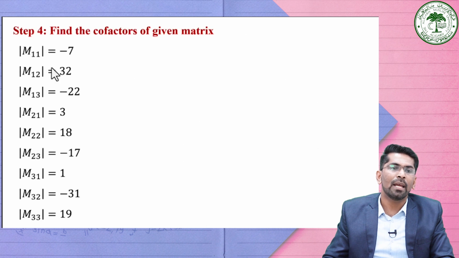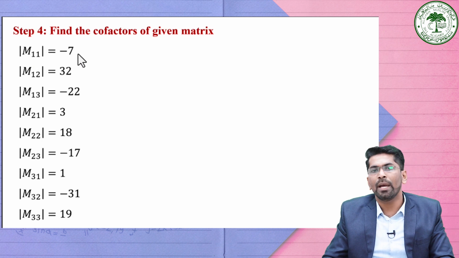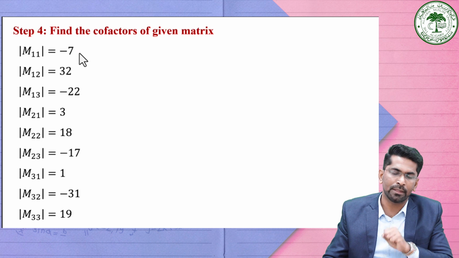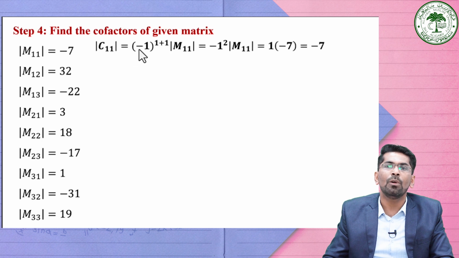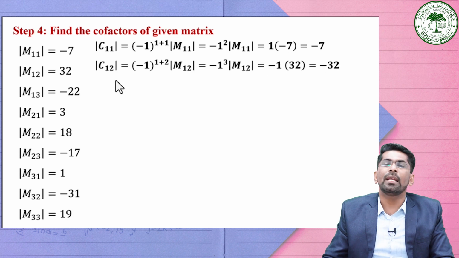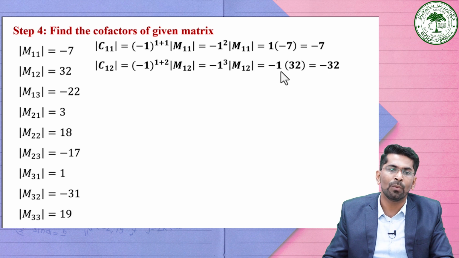After finding the minors, we want to find the cofactors for the given matrix. What are the various cofactors for each corresponding minor? We have C11, which is equal to minus 1 raised to the power 1 plus 1. So it will become minus 1 squared, which is 1, into M11, which is minus 7, so it is minus 7. Similarly, we can find the second cofactor, C12, which is equal to minus 1 raised to the power 1 plus 2, which is minus 1 cubed, which is minus 1, into the minor, which is 32. So minus 1 into 32 is equal to minus 32.